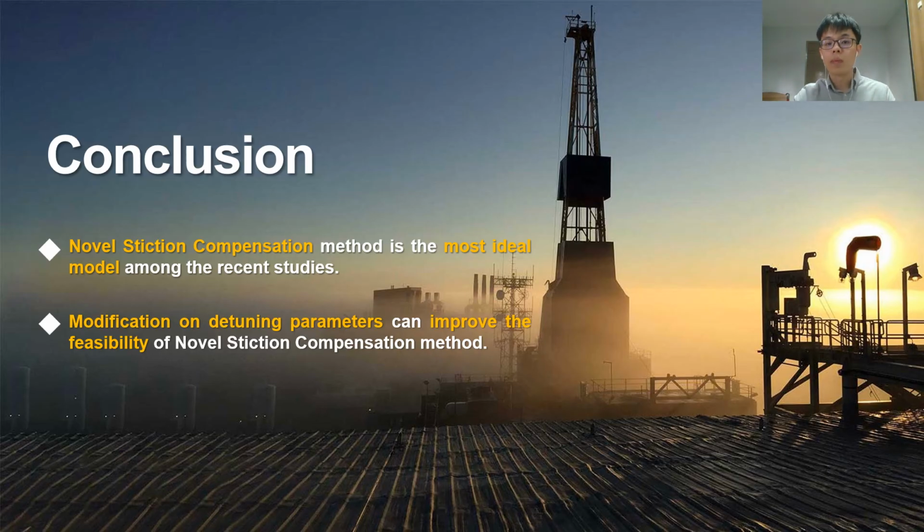To summarize what will be covered in my FYP, according to the literature review, the novel stiction compensation method is the most ideal among the others, since it can reduce the oscillations, not create any excessive wave movement, and not require prior knowledge to specify and determine any parameters. Hence, the modifications can be done on this method by improving the detuning parameter in order to enhance the feasibility of the novel stiction compensation method. That's all from me. Thank you.